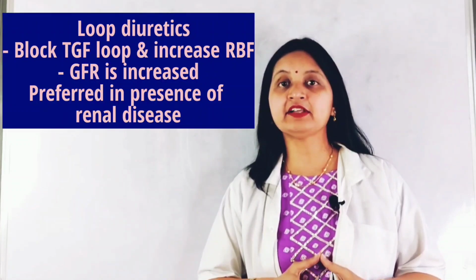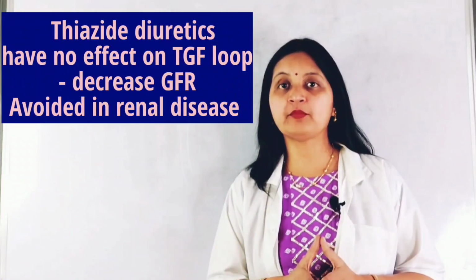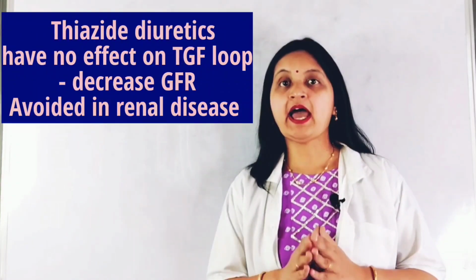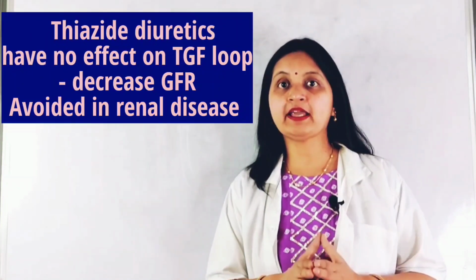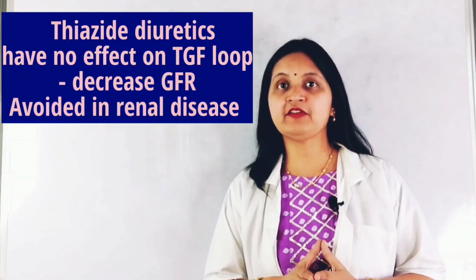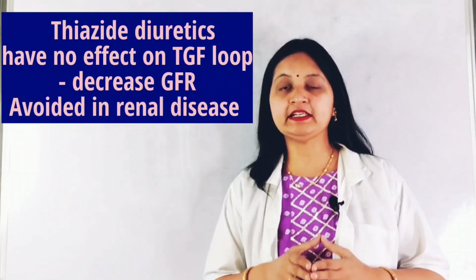The thiazide diuretics act at a point more distal to the macula densa and have no effect on the tubular-glomerular feedback mechanism, and they decrease the glomerular filtration rate, and thereby they are not effective in renal insufficiency and are avoided in chronic kidney disease.